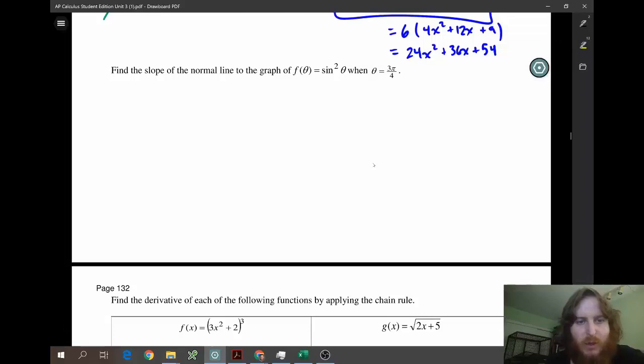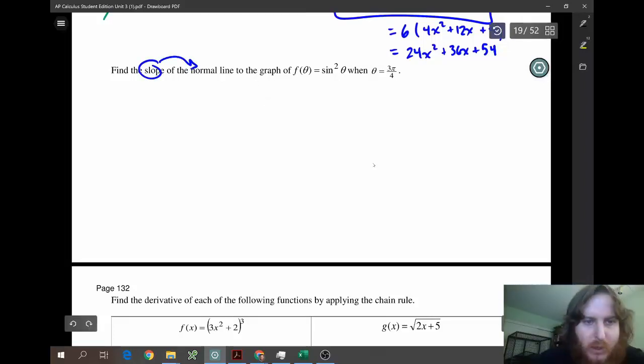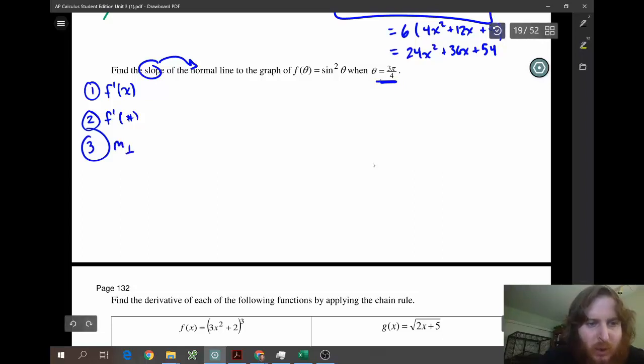Find the slope of the normal line, and again, slope of the normal line. So we've done this a few times, but anytime we have something like that, step 1 would be to find f prime of x. Step 2 is going to be to plug in. So find f prime of our number that we want. In this case, that would be 3 pi over 4. So plug in 3 pi over 4. And then step 3, since it's a normal line, would be to do the opposite reciprocal.